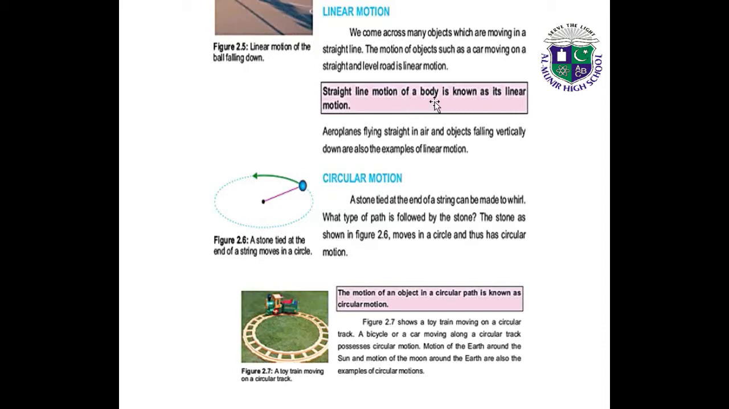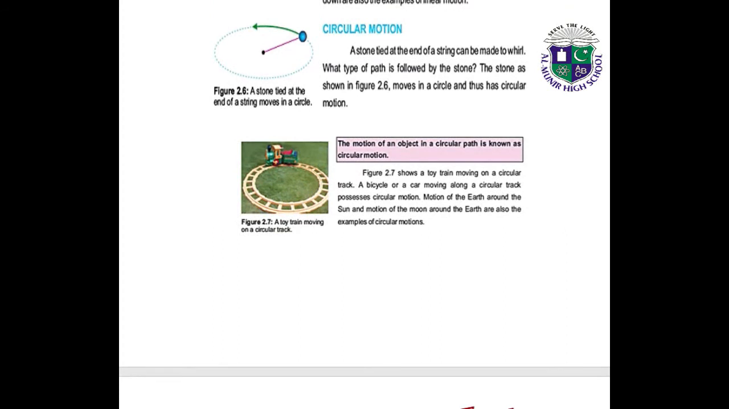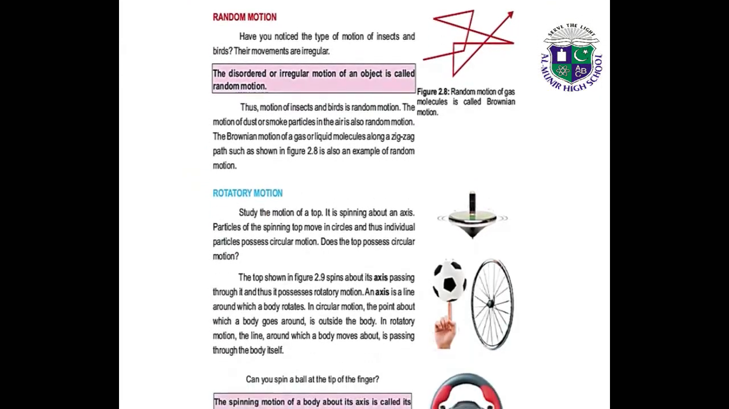Straight line motion of a body is known as its linear motion. Aeroplanes flying straight in air and objects falling vertically are the examples of linear motion. Circular motion: the motion of an object in a circular path is known as circular motion. For example, a toy train moving on a circular track, a bicycle or a car moving along a circular track possesses circular motion. Third type is random motion.